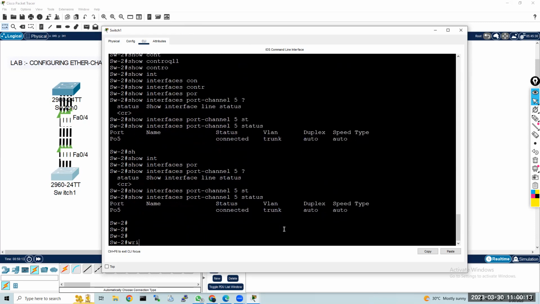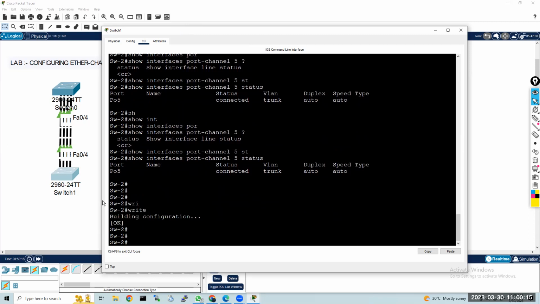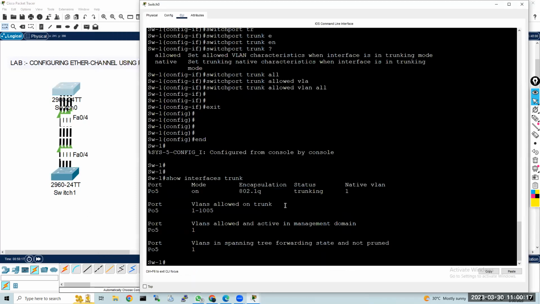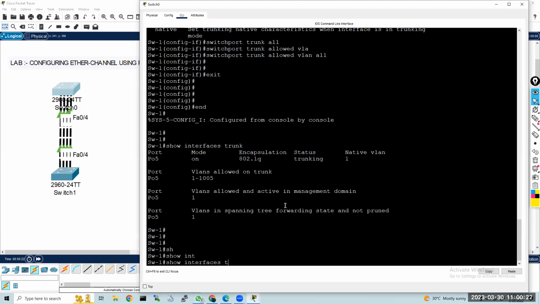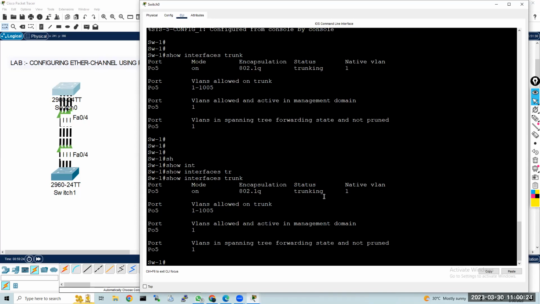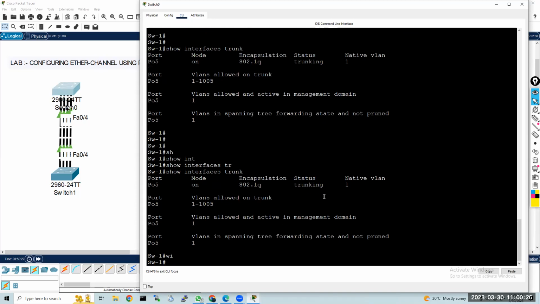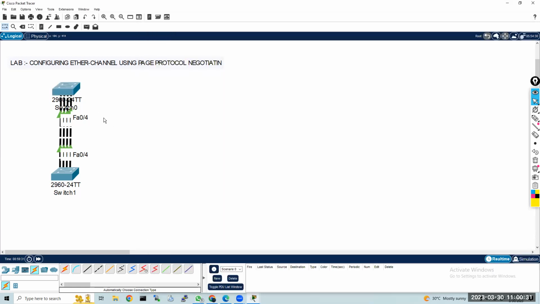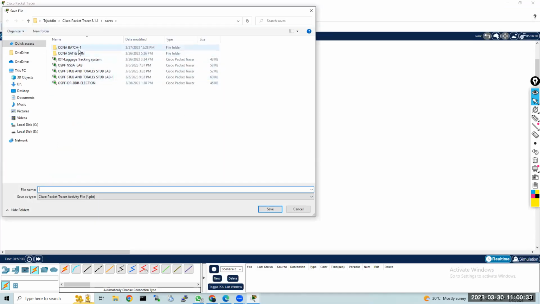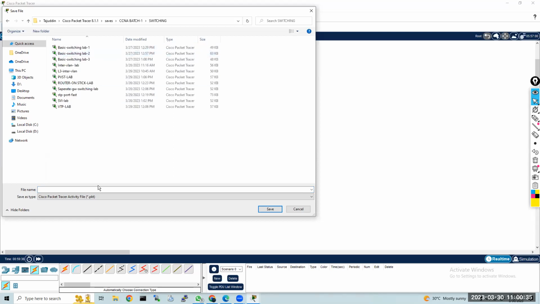Let's see this one. So I'll save this configuration. I'll send it to you right away. So this is a very simple lab. Show interface trunk. Okay, so this also has become a trunk link. I will save this configuration. Let me save this EtherChannel layer 2. This is my layer 2 EtherChannel lab.